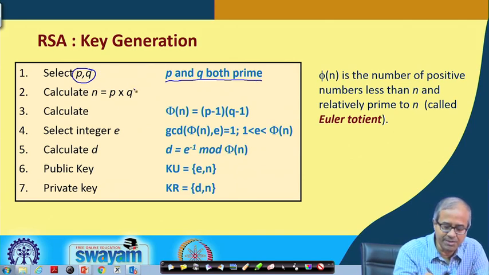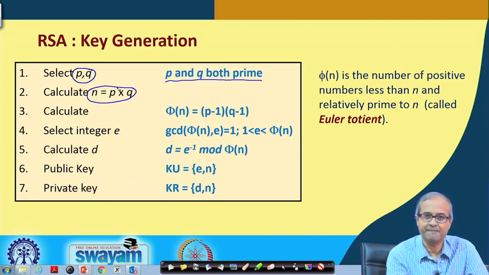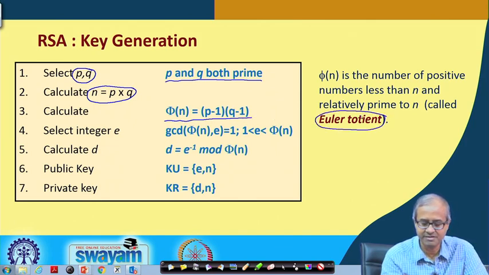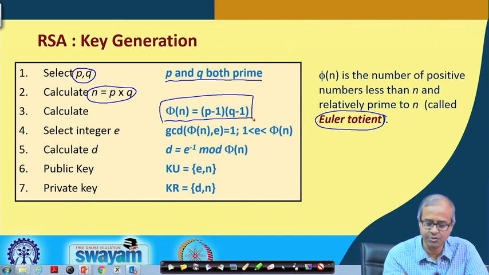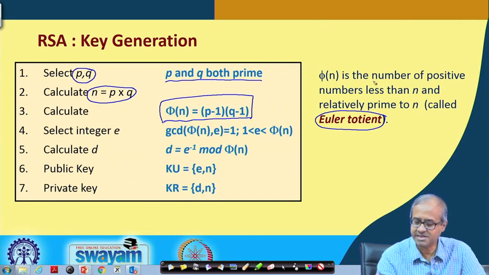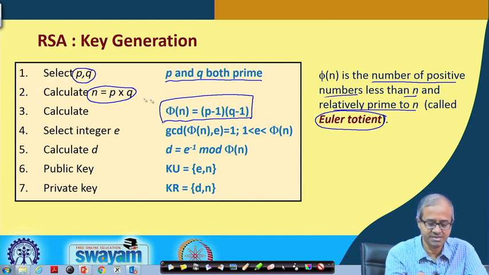Then you calculate the product of these two numbers P and Q, call it n. Then you calculate something called the Euler quotient, phi of n, which is defined as (P minus 1) into (Q minus 1). If you think about it, this is the number of positive integers less than n and relatively prime to n. n is the product. (P minus 1) into (Q minus 1) can be computed without factoring n only if you know P and Q, because P and Q are both prime numbers. So, this is the interpretation of the Euler quotient.